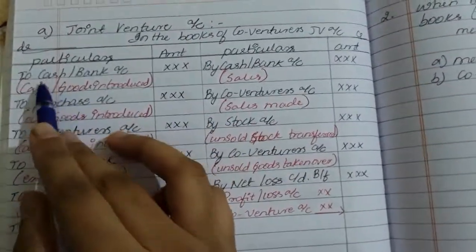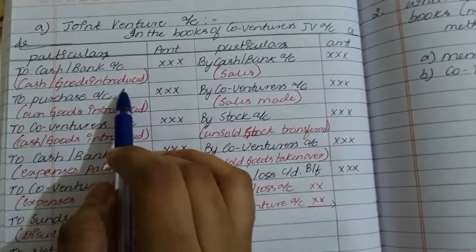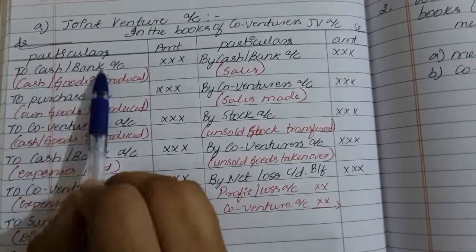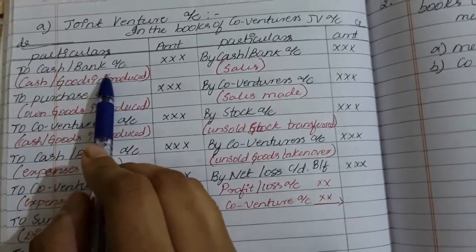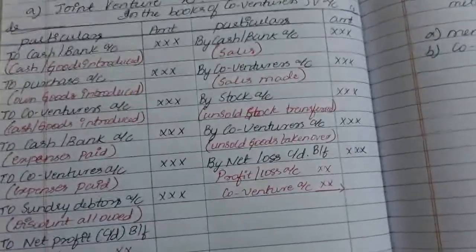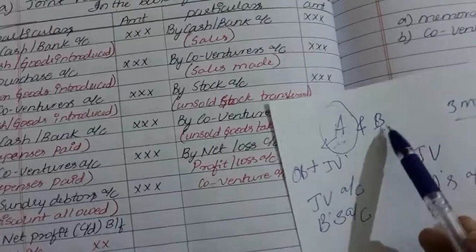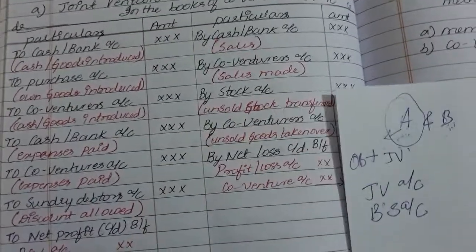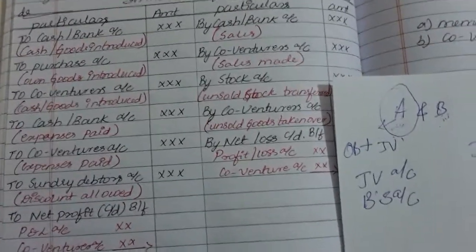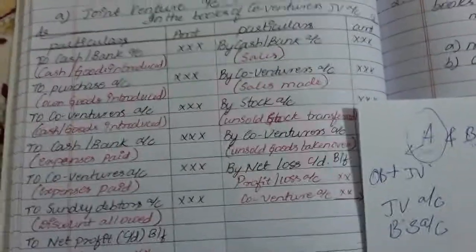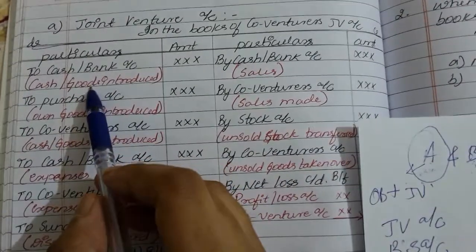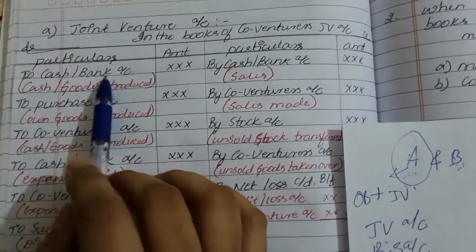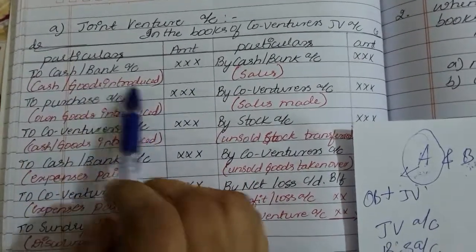Next, coming on to cash or bank account, cash or goods introduced. When separate set of books are maintained, this part was not there. So for example, in this example, if B is giving the cash, then in case of separate set of books of account, in the co-venturers account we will be writing on the credit side, but when no separate set of books are maintained, you will be writing it in the joint venture account. What is that? Debit side to cash or bank account, that is cash or goods introduced.